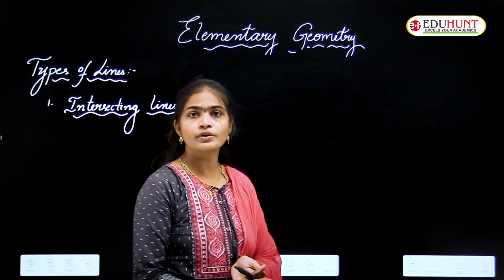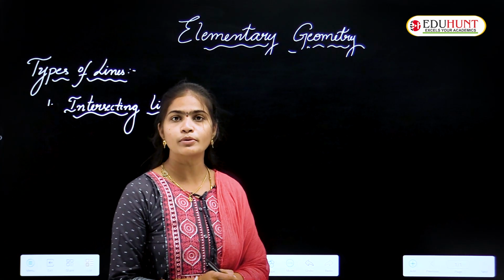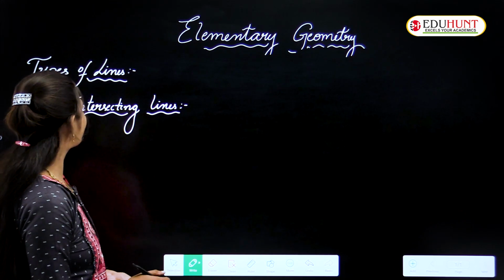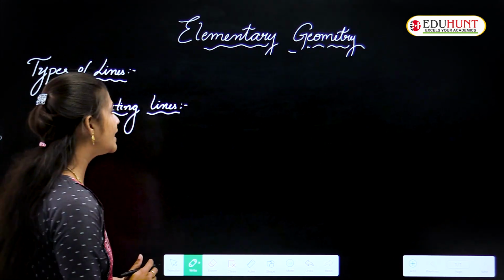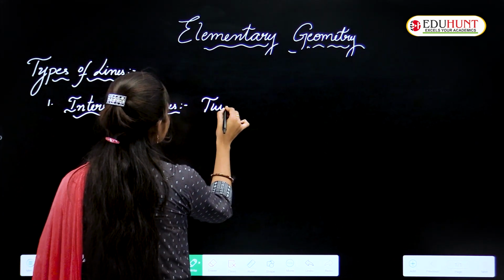So here, before going to discuss some other types of pairs of angles, we need to discuss the types of lines. Okay. So what is the first type of line here? That is intersecting lines. Intersecting lines means two lines passing through the same point.